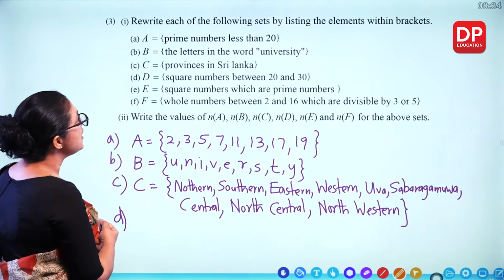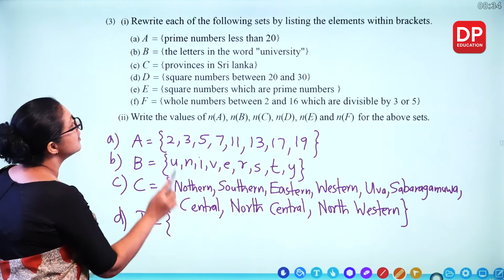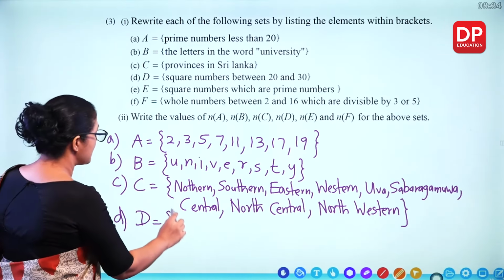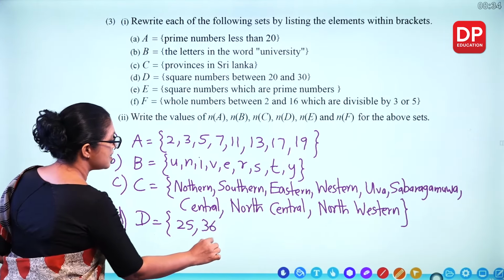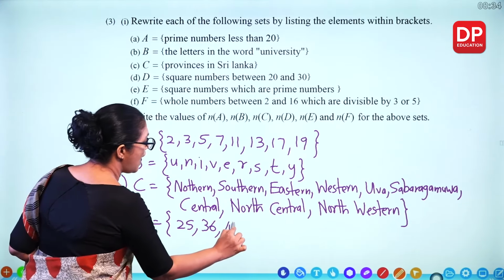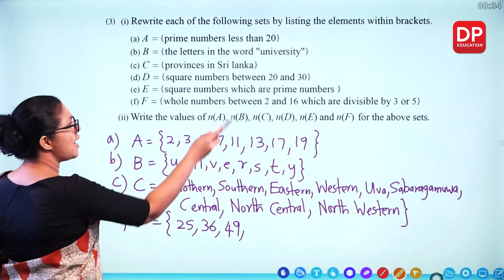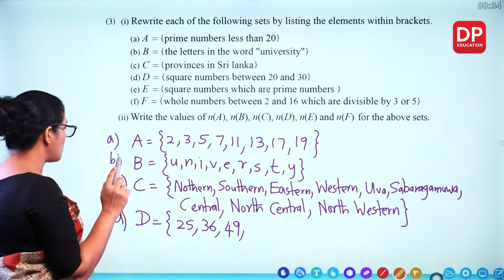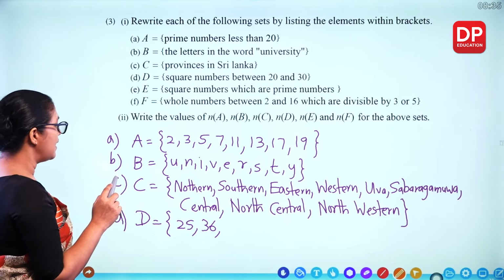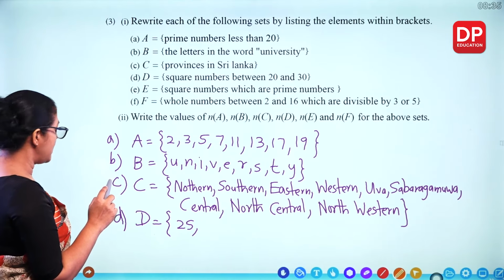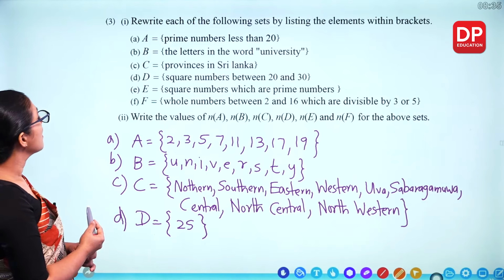D, square numbers between 20 and 30. What are square numbers? After 20, that's 25. 6 times 6, 36. 7 times 7, 49. Can we write 49? This is not in between 20 and 30. Only we can write 25.